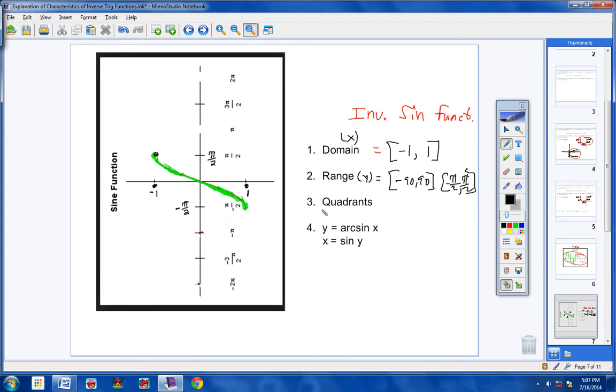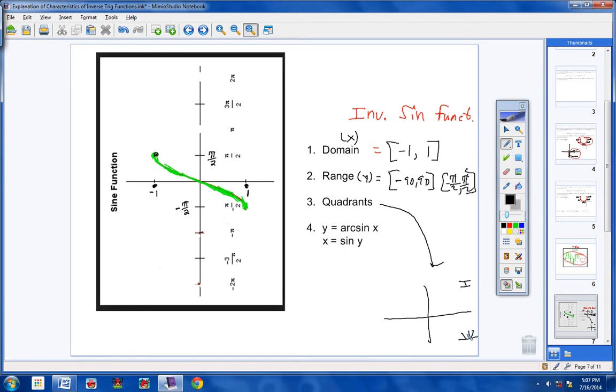Now let's talk about the quadrants. This is very important. So you should have written this down, and you should have written this down. You need to know the domain and the range. Very important. Now, the quadrants. Anytime we're dealing with the inverse sine function or an inverse sine problem, this is very important. The quadrants we're dealing with are quadrants 1 and 4.